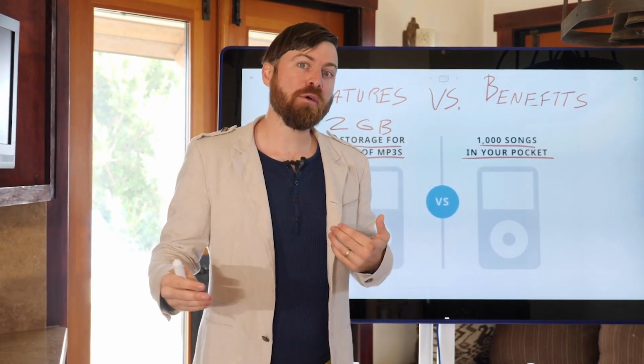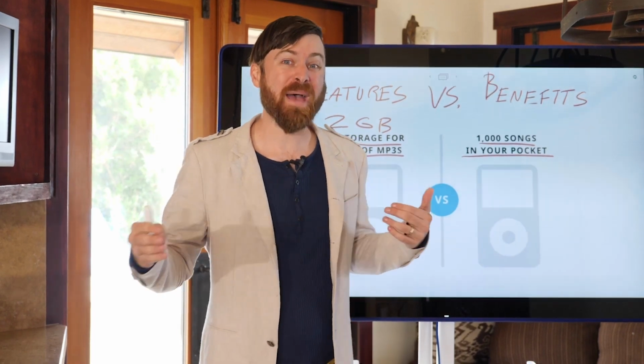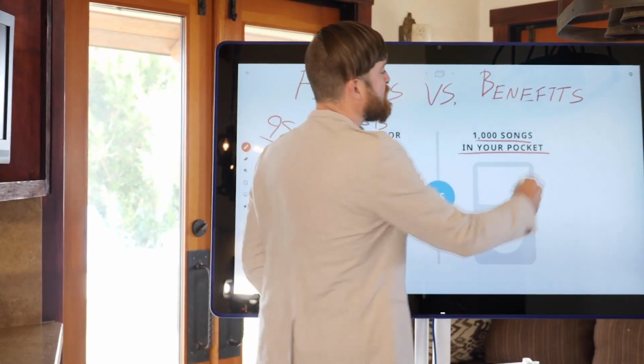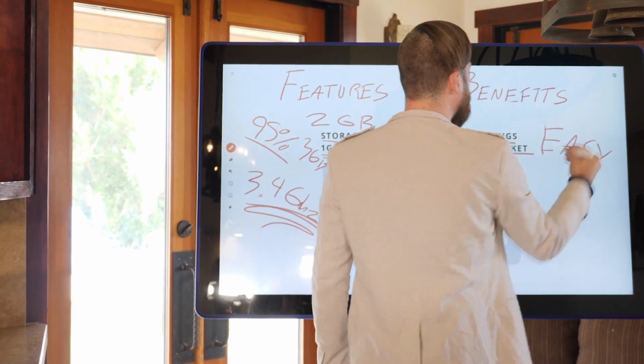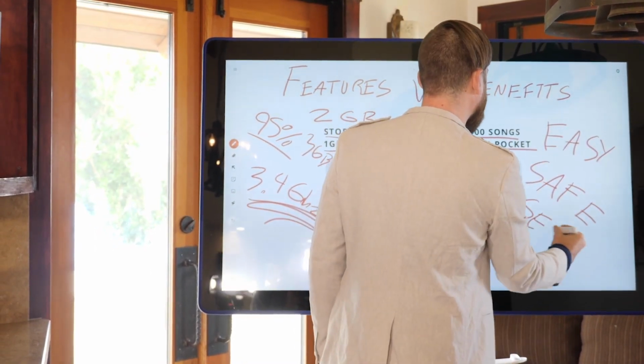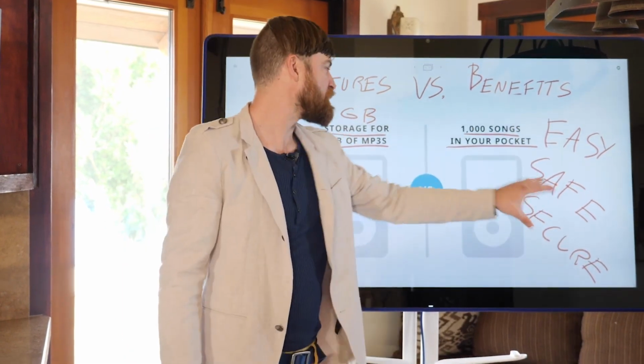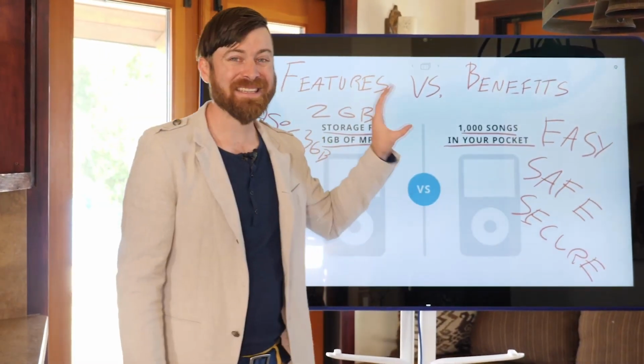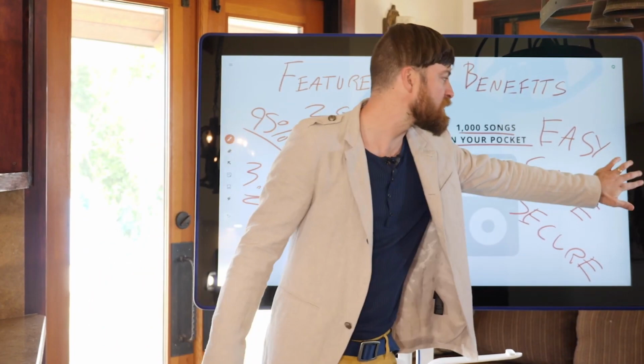Apple has been able to take over the market because they advertise benefits. They advertise it's easy to use, it's safe, it's secure. They advertise it on benefits rather than features. Benefits sell, sell, sell. Now let's look at some more examples.